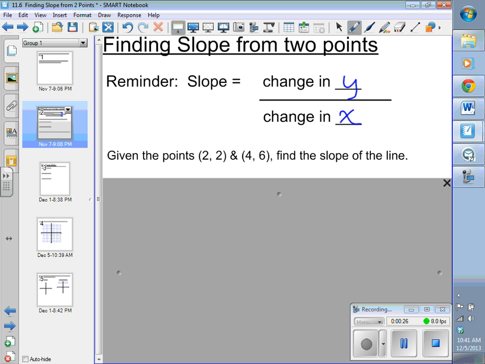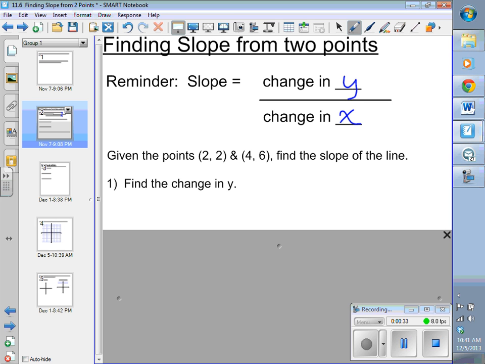So if we're given the points (2, 2) and (4, 6), we want to find the slope of the line. To find the change in y, we use y sub 2 minus y sub 1. We can also use y sub 1 minus y sub 2, and it doesn't really matter which one you identify as your 1 and your 2, as long as you are consistent with it.